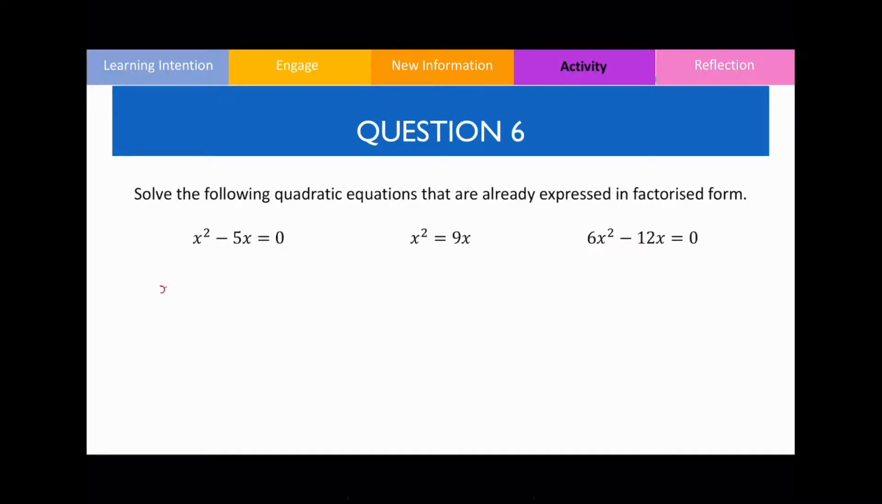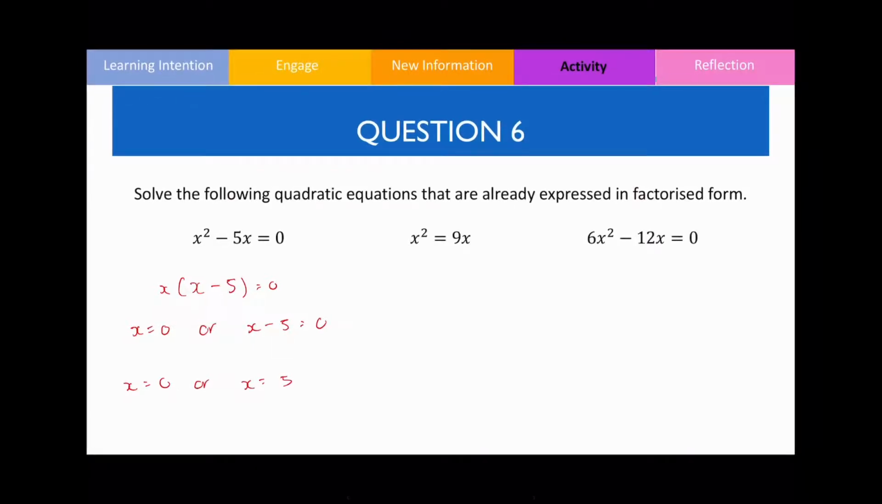So in this case, the highest common factor is x, so it will be x bracket x minus 5. And now use the null factor law, so therefore x is going to equal 0, or x minus 5 is equal to 0. Therefore, x is going to equal 0, or x is equal to positive 5.